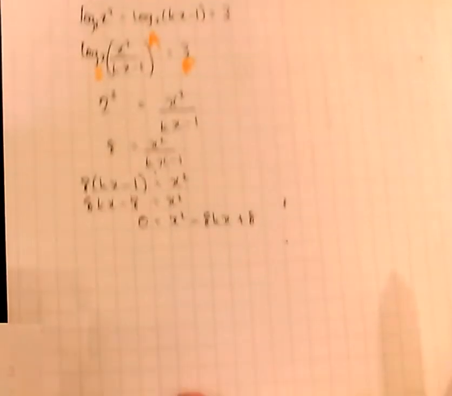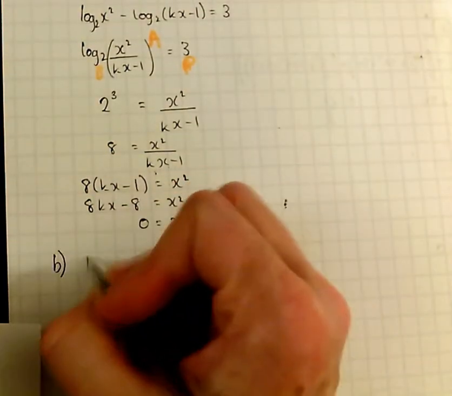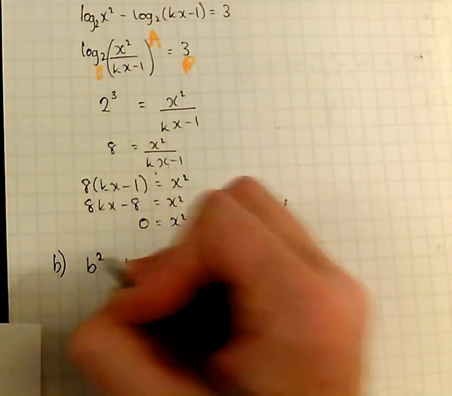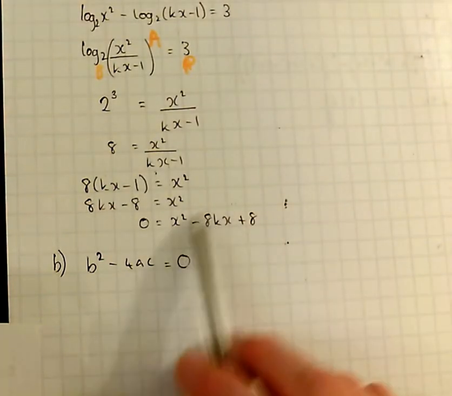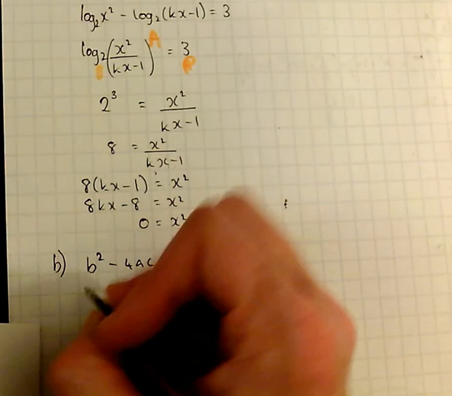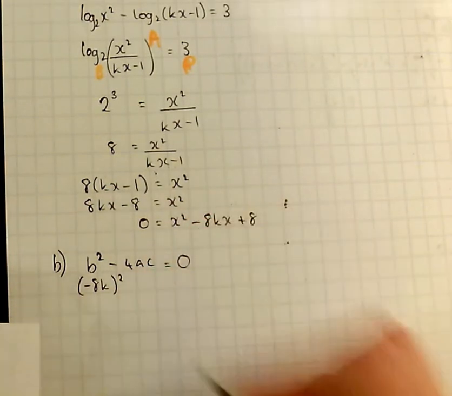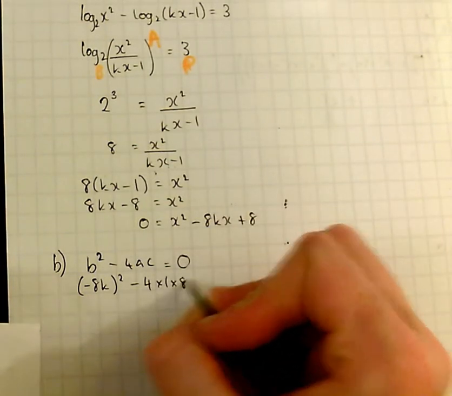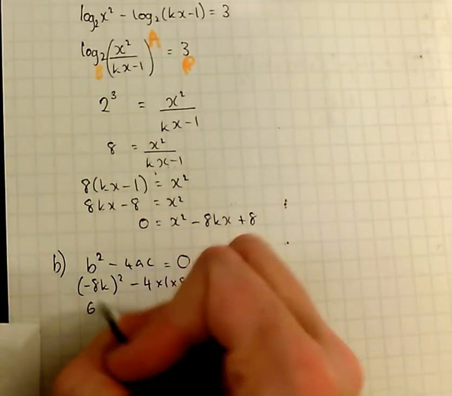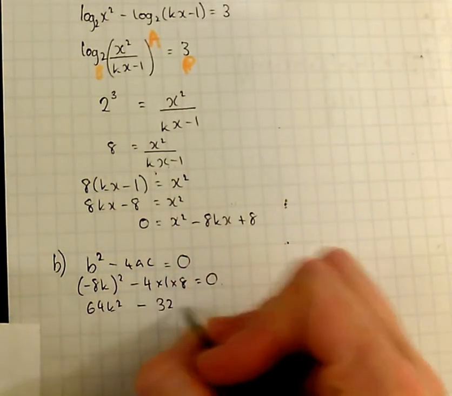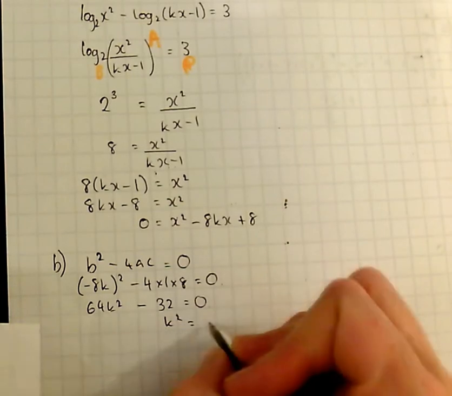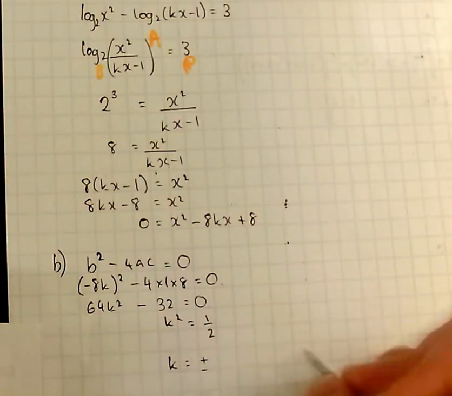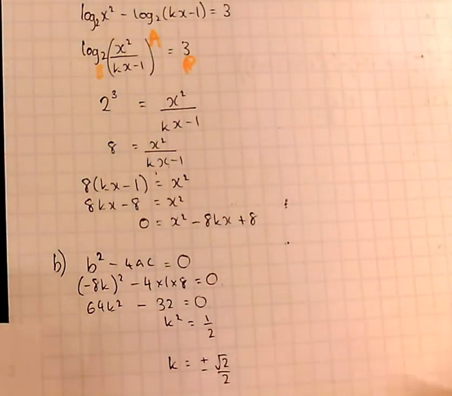Okay, so here's my quadratic. B squared minus 4ac. If we have a single real root, that must equal 0. Okay, so B here is negative 8k. A is 1 and C is 8. So that gives us 64k squared minus 32 is equal to 0. So k squared is going to equal a half, which means that k is plus or minus the square root of a half, which is root 2 over 2.